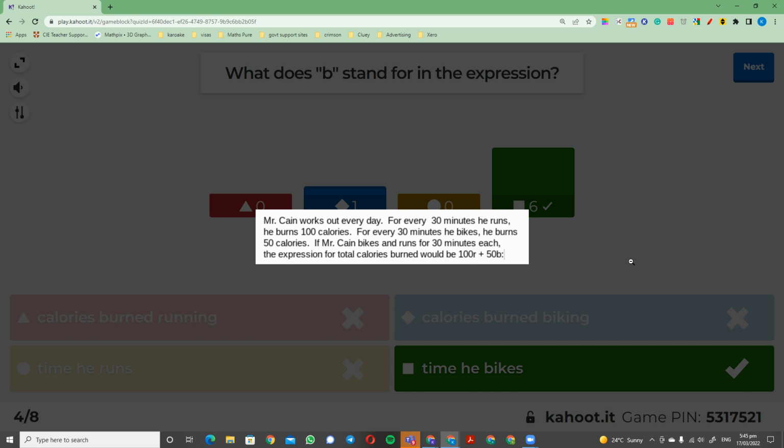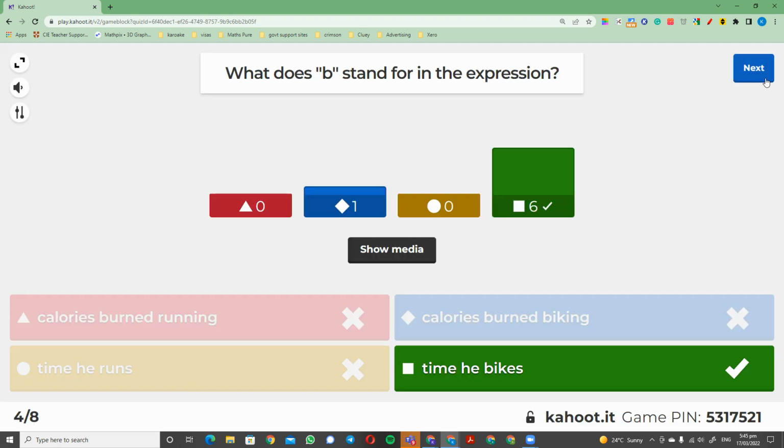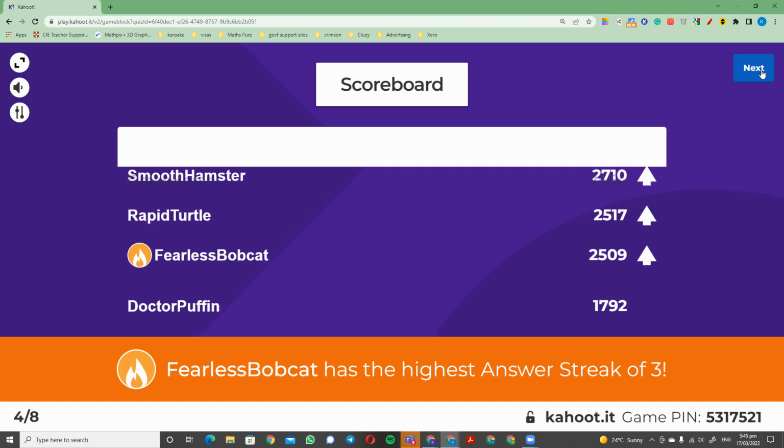All right, so if we're looking at it, we can see the 50 is exactly like the previous question. We're multiplying by that. So it's also faced with time. So well done for those that picked it up.